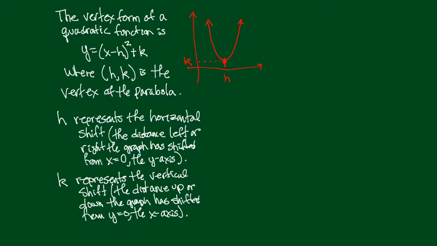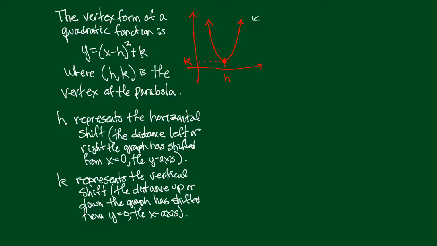And that number k here, that constant out here, that number k represents the vertical shift. Now, that's the distance up or down. The graph has shifted from y equals 0, which is the x-axis. So in our case, I've got a plus k, so this is going to be up k units here.